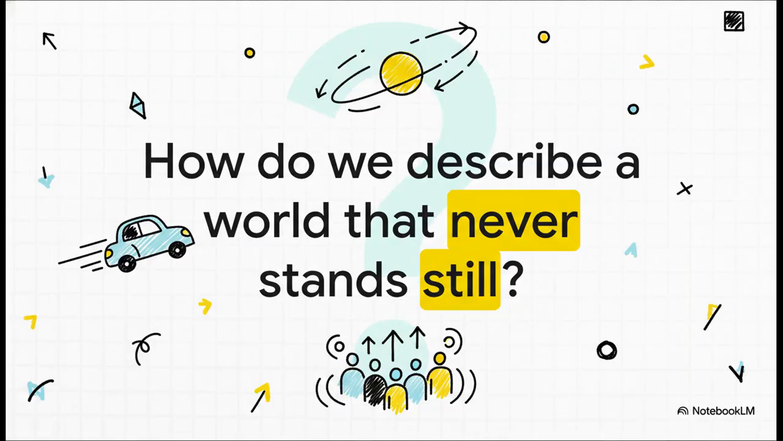It all kicks off with one fundamental problem. Just think about it for a second. Our world never, ever stands still. A car is accelerating, a population is growing, planets are zipping around the sun. So how on earth do you take a precise mathematical snapshot of a world that's defined by constant change?